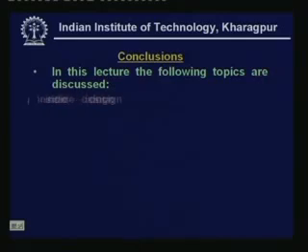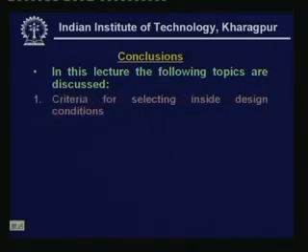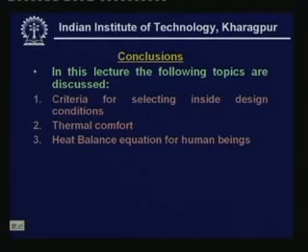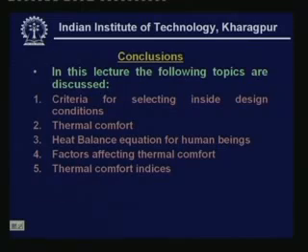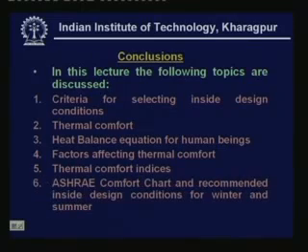Let us conclude what we have studied in this lecture. In this lecture, the following topics are discussed: criteria for selecting inside design conditions, thermal comfort, heat balance equation for human beings, factors affecting thermal comfort indices, ASHRAE comfort chart, and recommended inside design conditions for winter and summer. In the next lecture, we shall look at how to select the design outside conditions. Thank you.